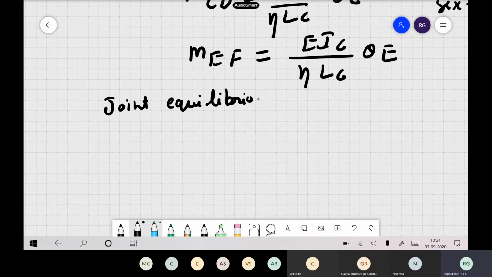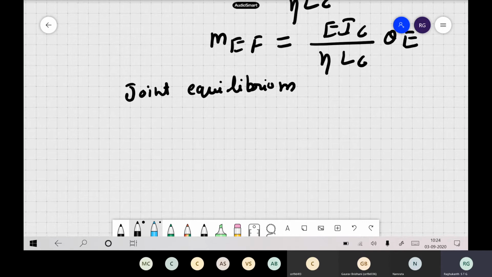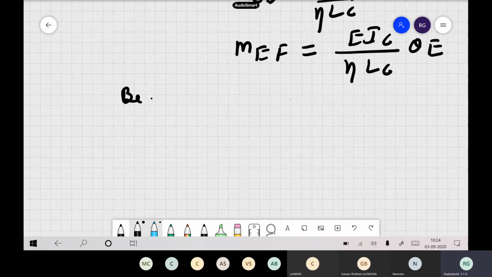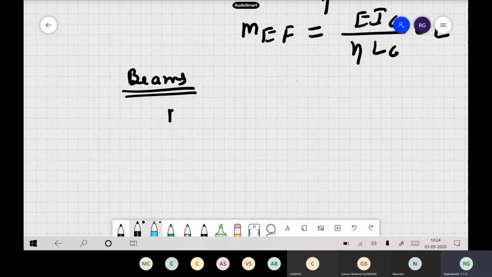Okay. So now our joint equilibrium equations are set. If you write this before writing the joint equilibriums, we should write the slope deflection equations for the beams also. Now we have written for the columns. Now for the beams also, if you write the slope deflections, say. So now your MBC.